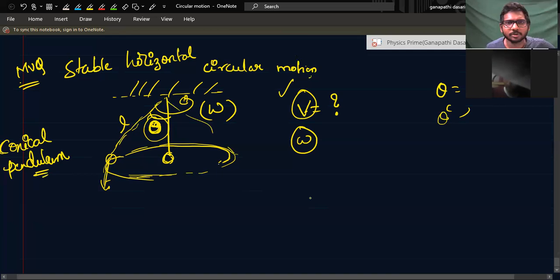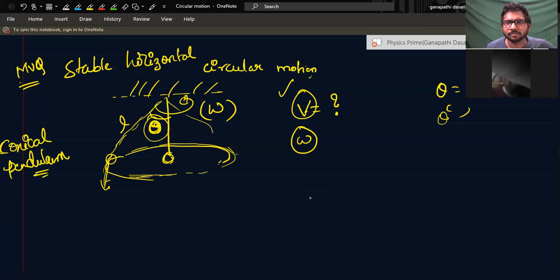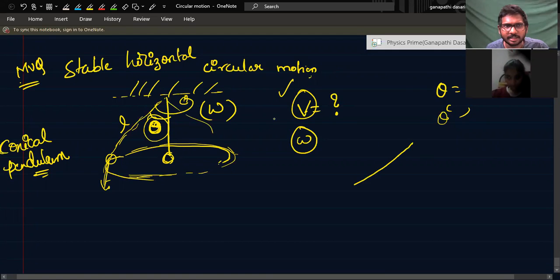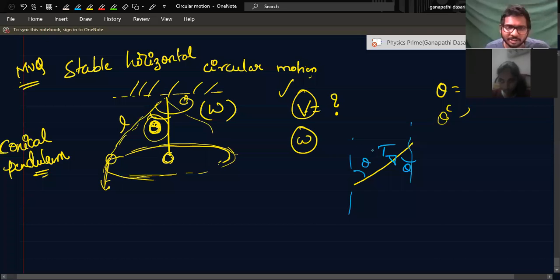You try solving this question. Not a problem if you don't get it. If you see the string when it is rotating in a circular motion, suppose this is theta, this is also theta. There will be tension like this.